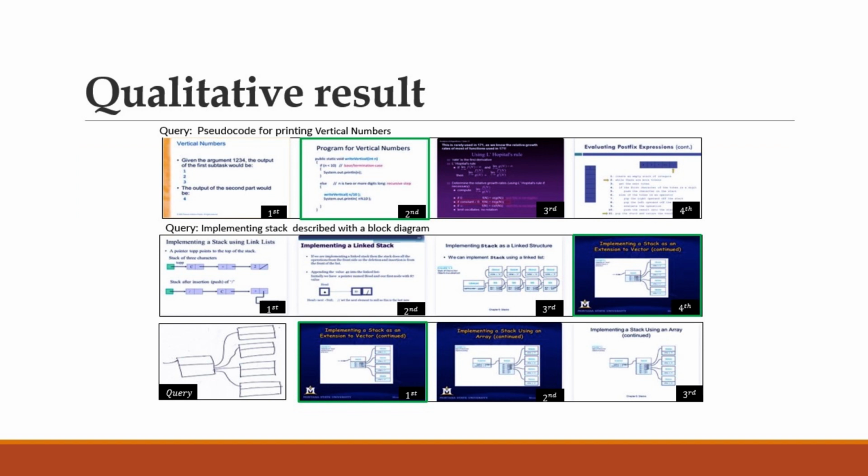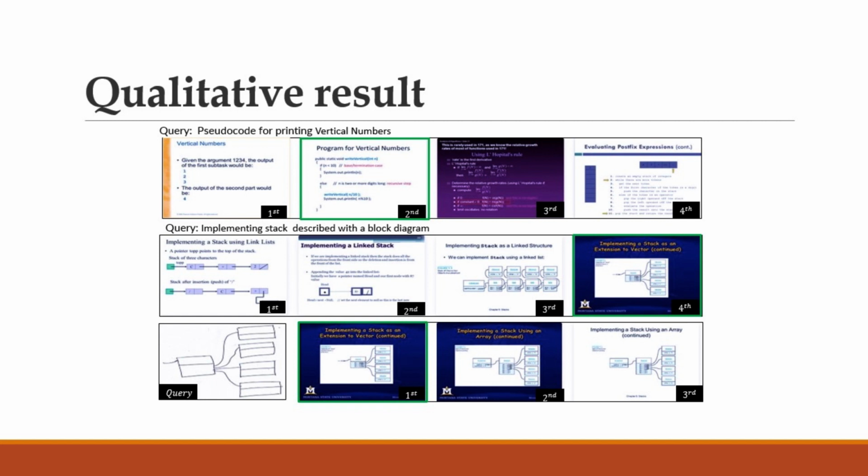Qualitative results. The figure shows the sample queries and the retrieval results. First, we gave the query of pseudocode for printing vertical numbers. The top 4 retrieved slide images are shown in the first row. The slide image with a green border is the ground truth result for the given query.